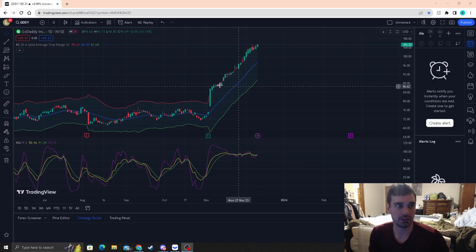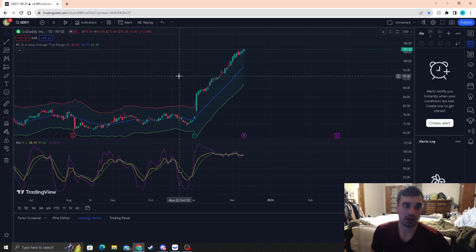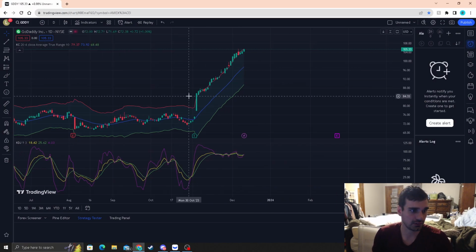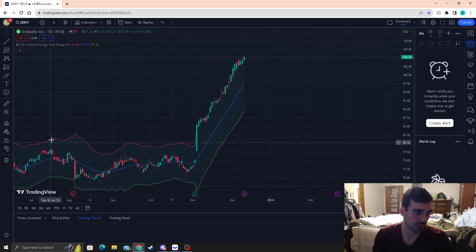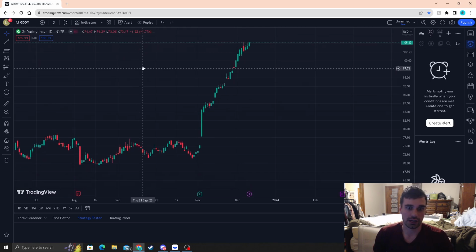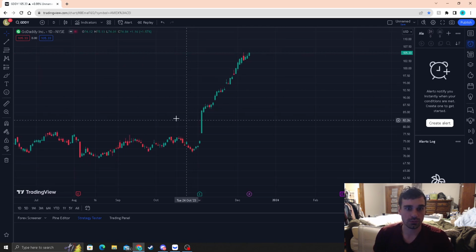So let's get right into the chart. This is TradingView. I'm going to get it as clean a slate as possible so we can start from the very beginning and it will be very easy to follow along. So let's get rid of these indicators and start fresh. Okay, so you will see this.